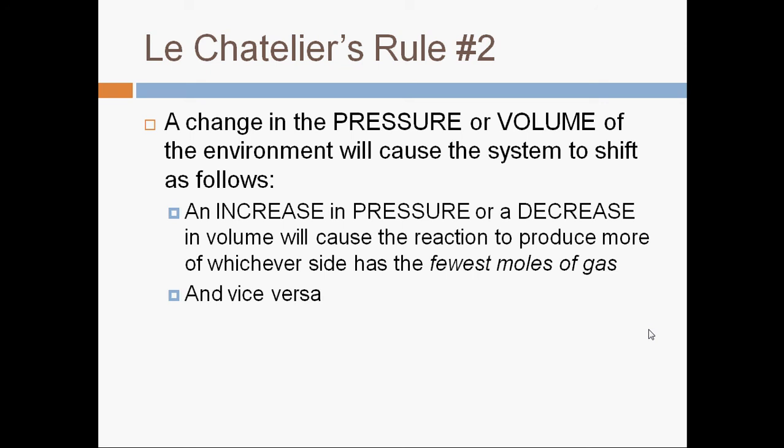So what we find is that when we increase the pressure or decrease the volume of the container that our system is in, our reaction will shift to favor whichever side, either reactants or products, has fewer moles of gas. So basically you could look at a reaction, count up all the moles of gas on each side, and whichever one is smaller, that's the side we're going to get more of when we increase the pressure or decrease the volume. If we do the opposite, we decrease the pressure or increase the volume, it goes the other way. It favors the side with more moles of gas.